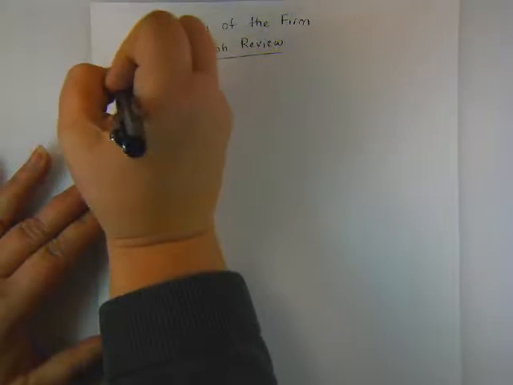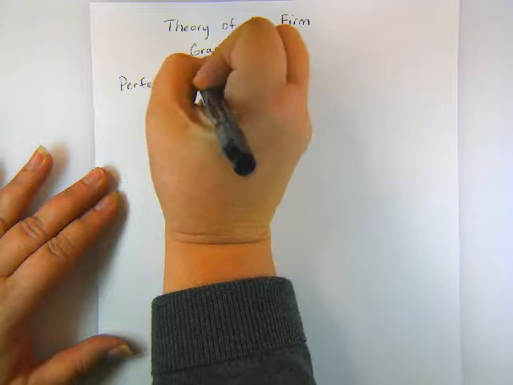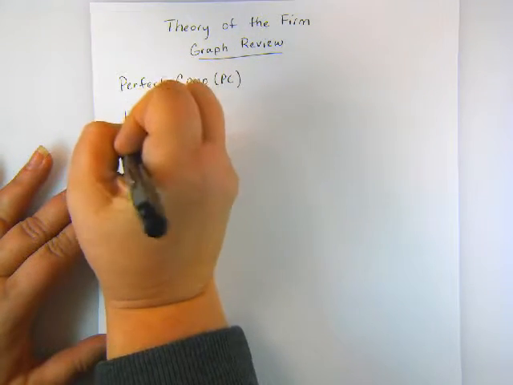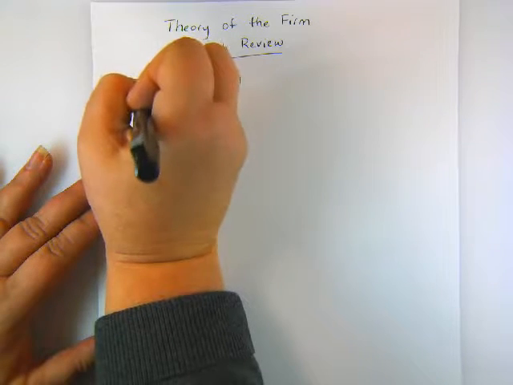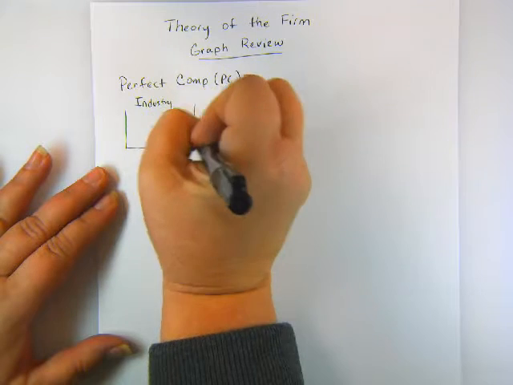Okay, let's do a quick review of the graphs that we will see in the theory of the firm, the different industries that we cover. The first being perfect competition. We'll refer to that as PC. We will have a side-by-side graph of the industry, or some might call it the market, and then the firm.